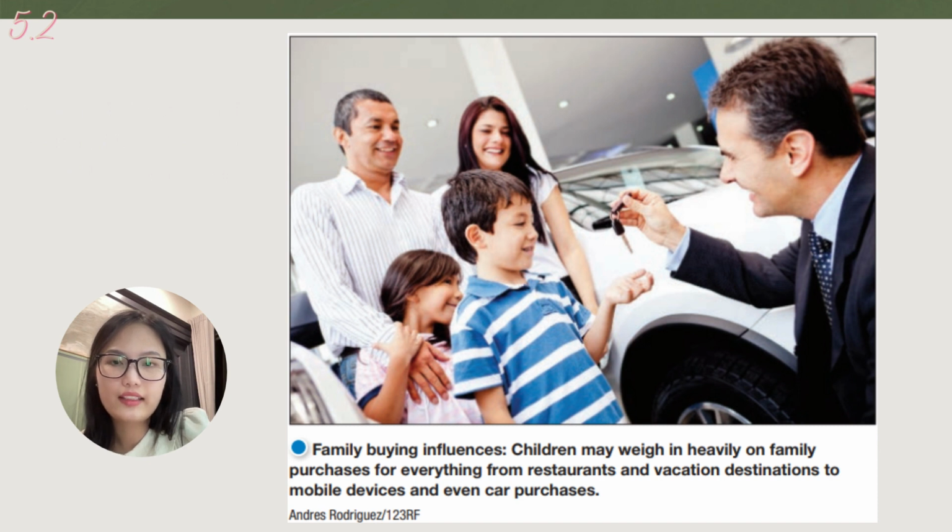Roles and status can be defined by a person's position in a group. For example, children may weigh in heavily on family purchases, for example, which restaurant the family will go to eat at, or which toy they want. They can also decide on the vacation destination, or maybe mobile devices, or even a car purchase.